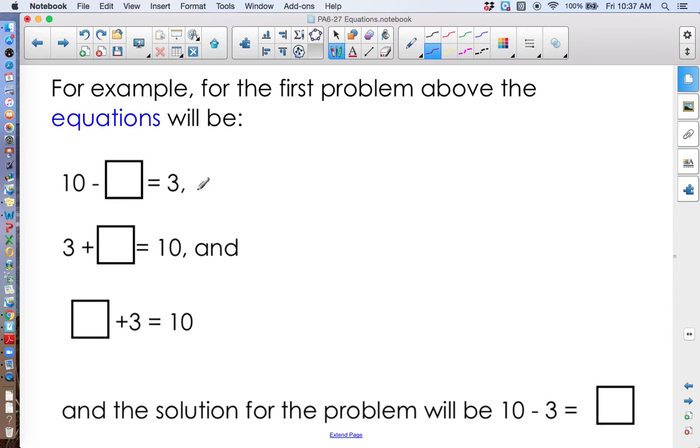Ten minus blank equals 3. So 10 minus 7 equals 3. 3 plus 7 equals 10. And 7 plus 3 equals 10. These are fact families for 10, 7, and 3. So the solution for the problem would be 10 minus 3 equals 7.